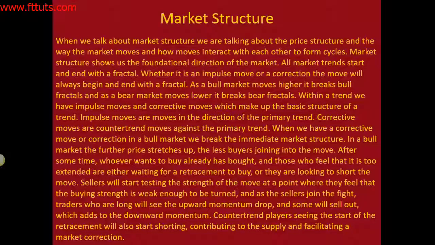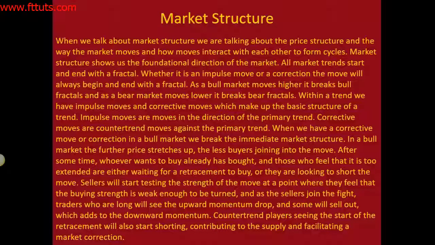In a bull market, the farther price stretches, so when price is overextended, less buyers want to join into the move. So after some time, whoever wants to buy or wanted to buy has already bought, and those who feel that it's too extended are either waiting for a retracement to buy, or they're looking for a chance to short the move. So sellers will start testing the strength of the move at a point where they feel that the buying strength is weak enough to be turned, and as the sellers join the fight, traders who are long will see the upward momentum drop, and some will sell out, which adds to the downward momentum. Counter trend players seeing the start of the retracement will also start shorting, contributing to the supply and facilitating a market correction.